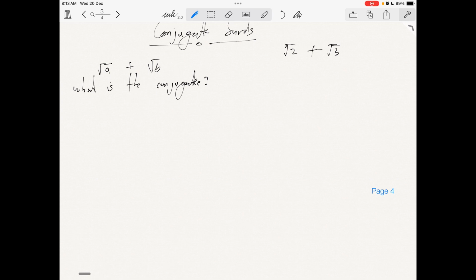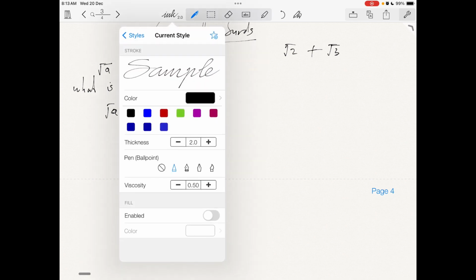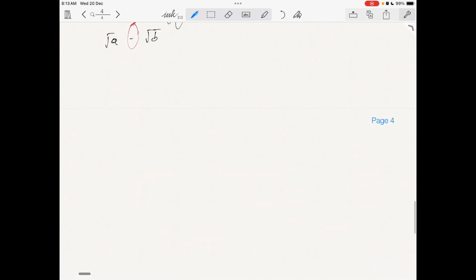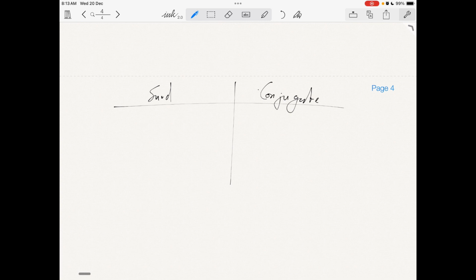Now since they are irrational numbers, the conjugate of this surd, root A plus root B, is root A minus root B. The thing we are changing is the sign, the addition or subtraction sign between them. If it is addition, we change to subtraction, and if it is subtraction, we change to addition. So we might have a simple table: we have the surd, and we have the conjugate surd.